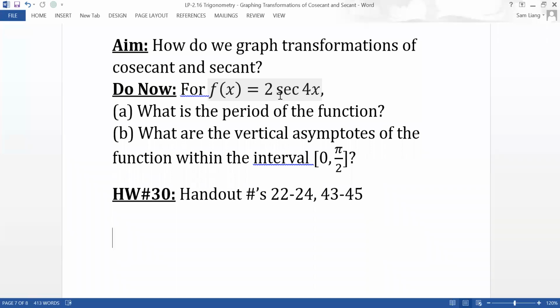All right, take like 30 seconds. You might not be able to finish, but that's okay. I want to get to the classwork because that's the main portion of the lesson today, just graphing cosecant and secant. Okay, so just take another 30 seconds and then we'll go over the solution.